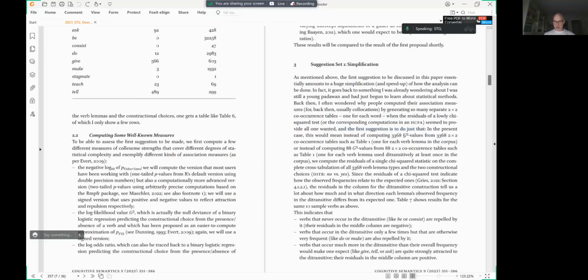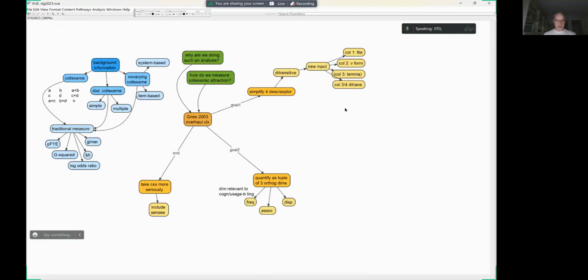So instead of computing 3,368 G squared values for one kind of table, or 88 for another kind of table, we simply compute a single chi-square statistic on the complete cross tabulation and get the residuals of the chi-square test out of it. The residuals of this chi-square test indicate how observed frequencies relate to the expected ones. So they tell us whether a word is attracted to the ditransitive or whether it is repelled by the ditransitive. So let's note that down.